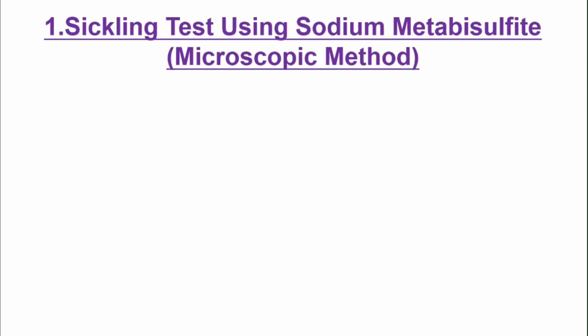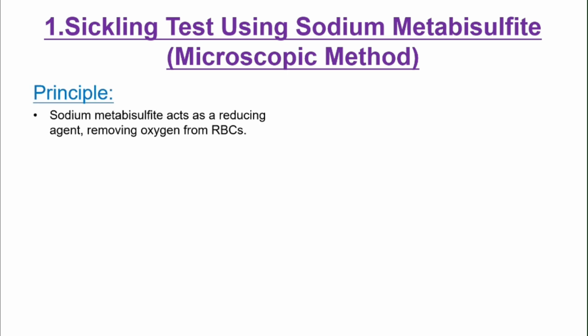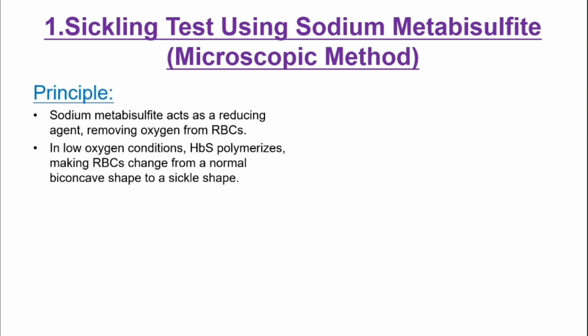Next we'll see the microscopic method using sodium metabisulfite. First we'll see the principle. Sodium metabisulfite is a reducing agent and removes the oxygen from RBCs, which gives a condition with low oxygen level, which initiates the HbS to polymerize and change the RBC shape from normal biconcave to the sickle shape. This sickle cell formed is seen under the microscope.